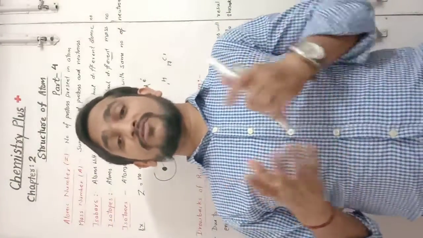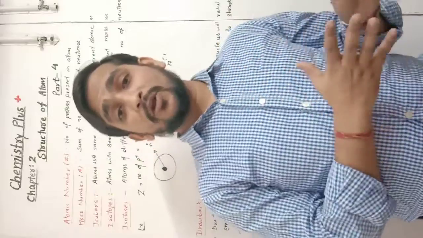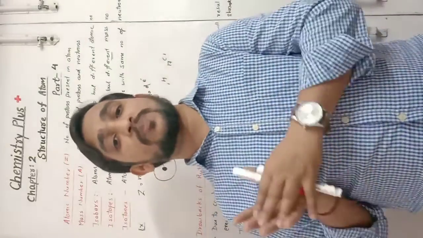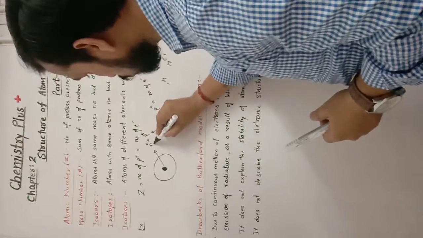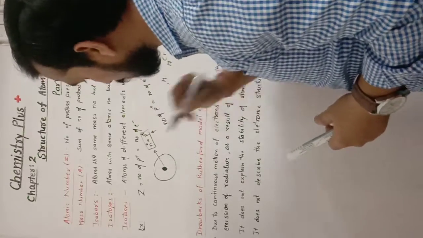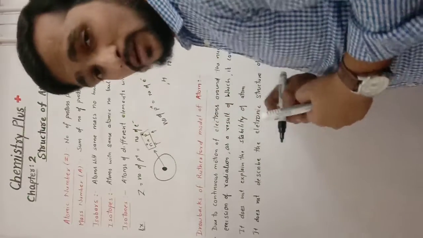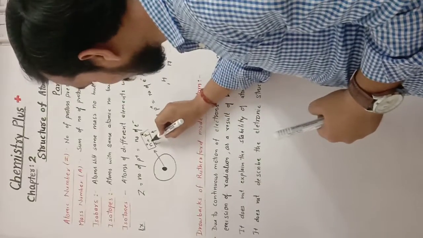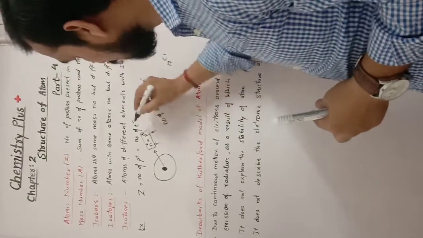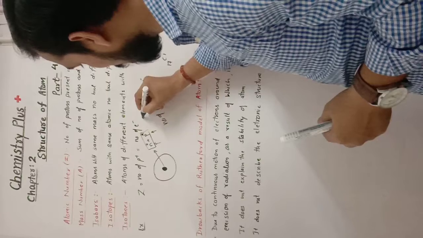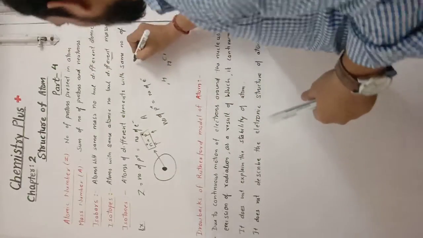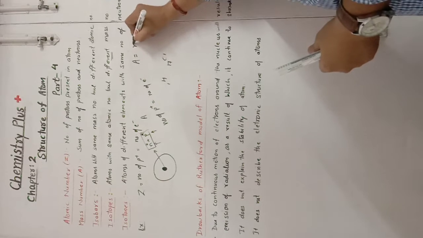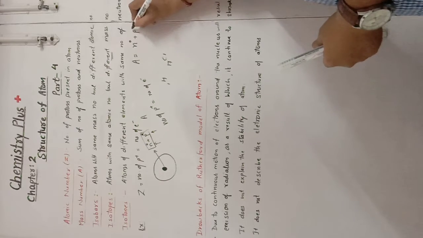Mass number is defined as the sum of the number of protons and the number of neutrons present in the nucleus of an atom. As I told you, inside the nucleus two subatomic particles are present, neutrons along with the protons. The sum of these two is termed the mass number, which is represented by capital letter A. So the mass number equals the number of neutrons plus the number of protons. This is what the mass number is.